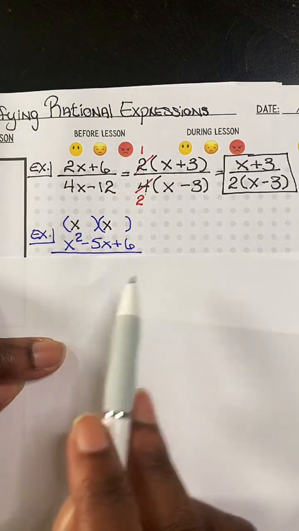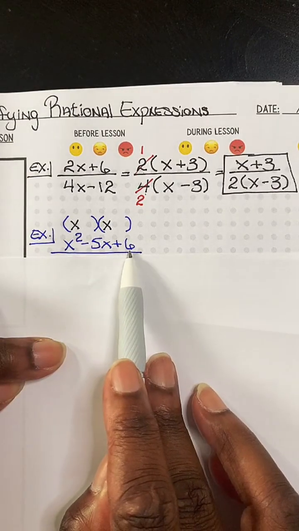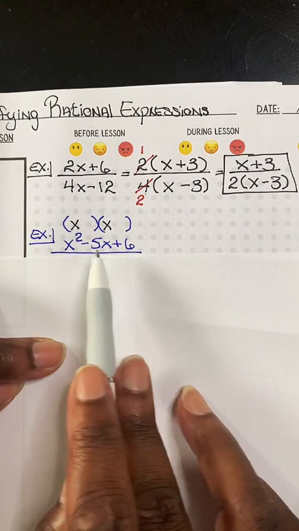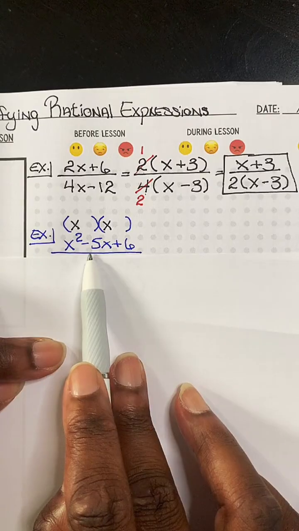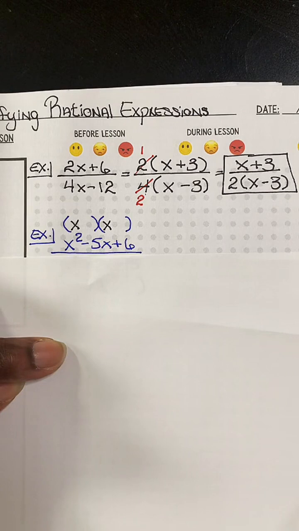But then I have to think, and this is going to be the hardest part. What 2 numbers multiplied together will give me a positive 6 and added together give me a negative 5? Okay. All right.